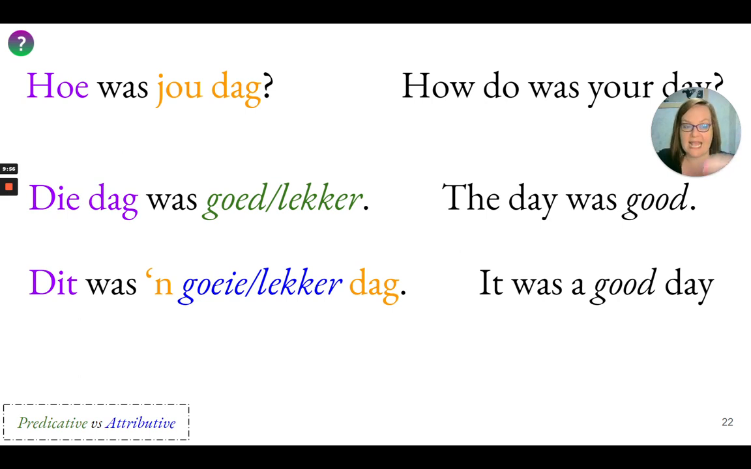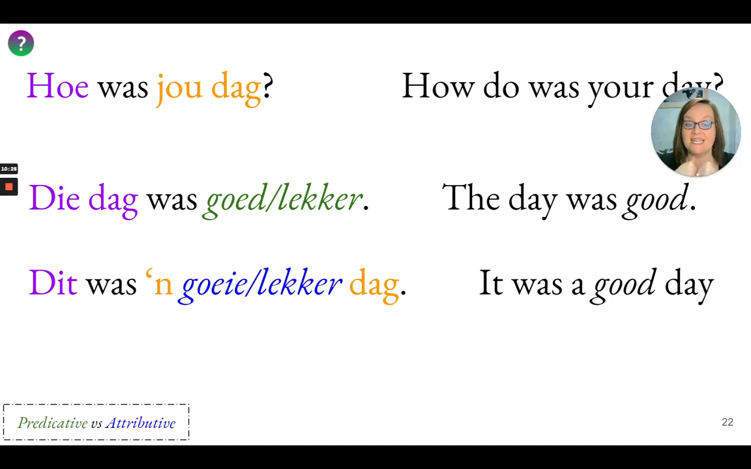I think, yeah, die dag was goed. Die dag was lekker is slightly better to answer, hoe was jou dag? Okay, dit was lekker, dit was goed. Okay, another way to say it, dit was 'n goeie dag. Dit was 'n lekker dag. Goeie, you can say goeiemôre. That's why you say goeiemôre, not goedmôre, because the goeie is inflected because it's the attributive adjective describing the noun. Yes, you know this. It's good.